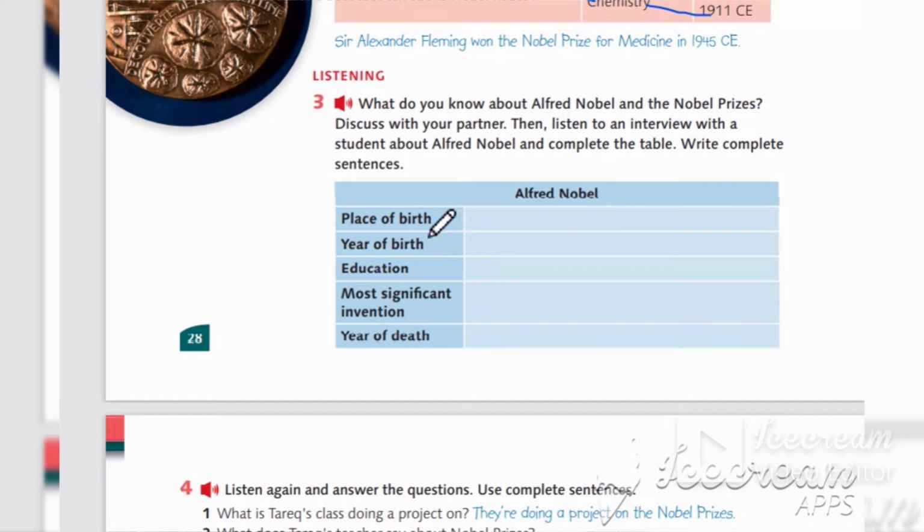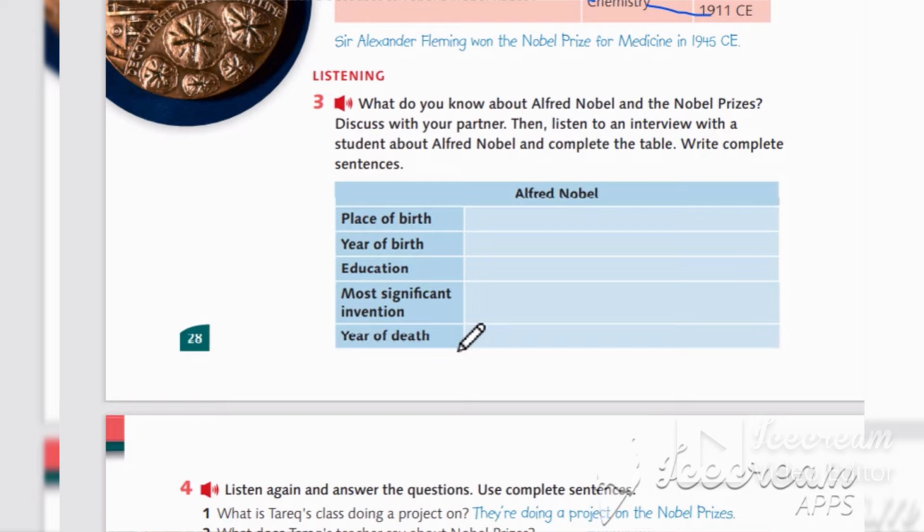Place of birth, year of birth, education, most significant invention, which is the most important invention, and the year of death of Alfred Nobel. Okay, now I play the listening audio for you, and you have to listen and try to understand what the students are talking about.